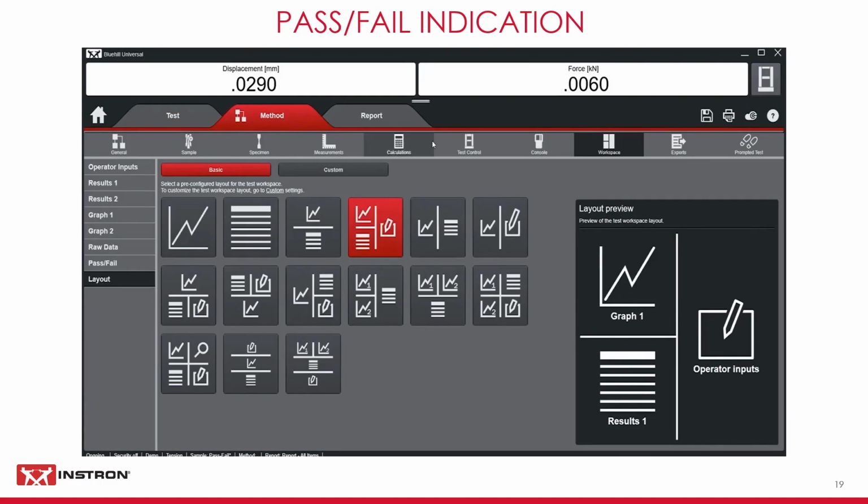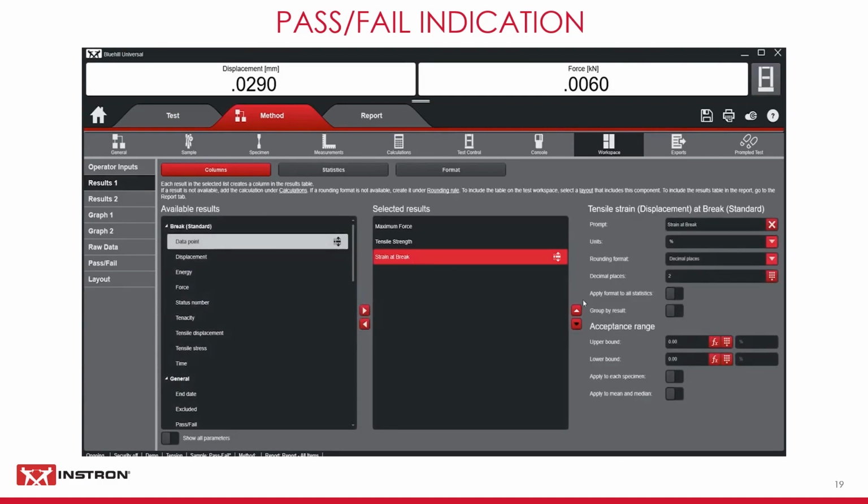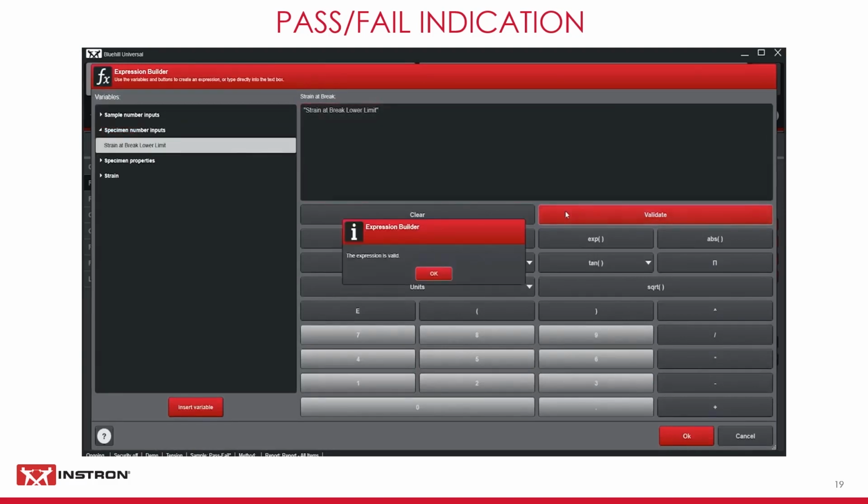Within the Method tab, under the Workspace section and Results subsection, the acceptance range can be set for each individual result. The upper and lower bounds can be manually set or utilize number inputs. This is helpful when utilizing choice inputs and linked values, allowing a user to automatically have the software set the boundaries based on the specimen information.